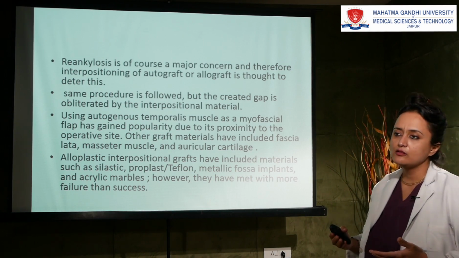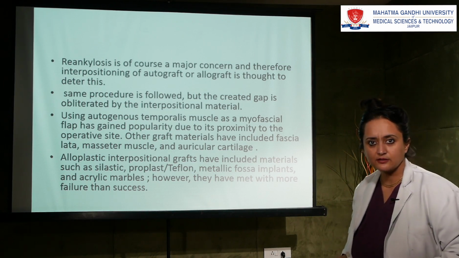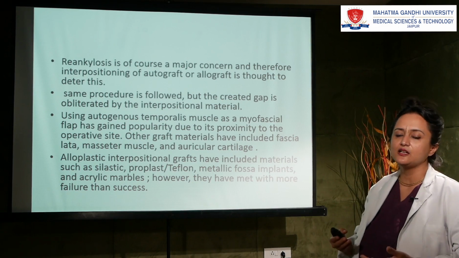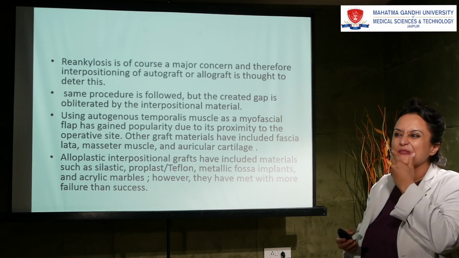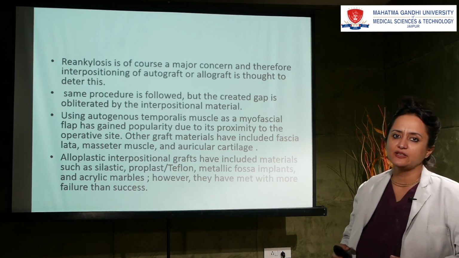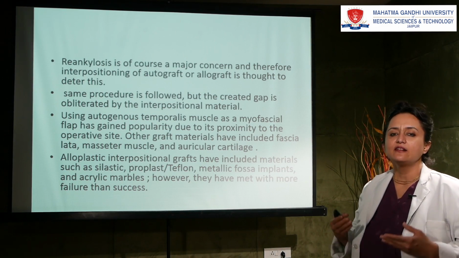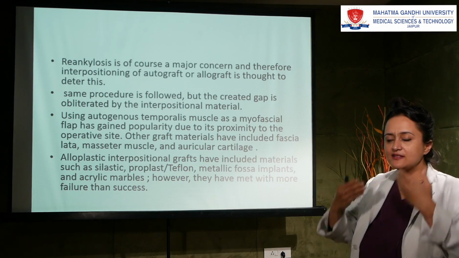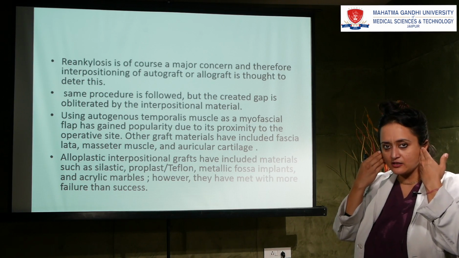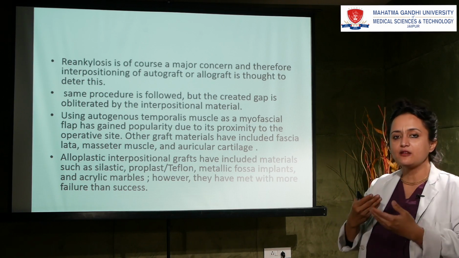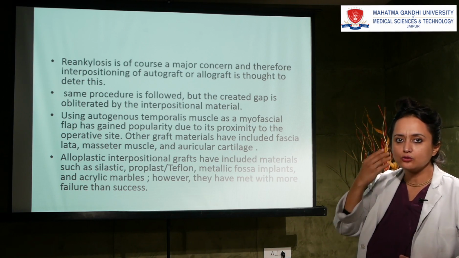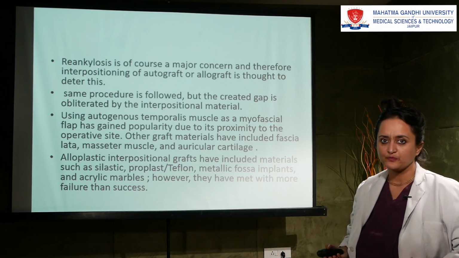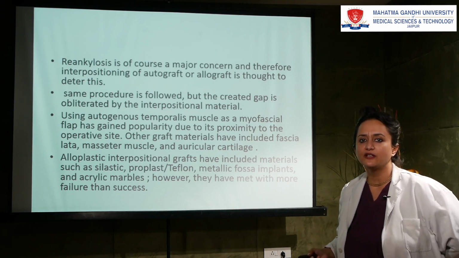For children we use costochondral graft. From the 5th or the 6th rib we take the cartilage, because in a few studies it has been shown that the condyle acts as a secondary growth center. So once ankylosis has taken place, there is no growth of the mandible, so we replace it with the costochondral graft to stimulate the growth of the mandible. So this is done only for children, not adults.